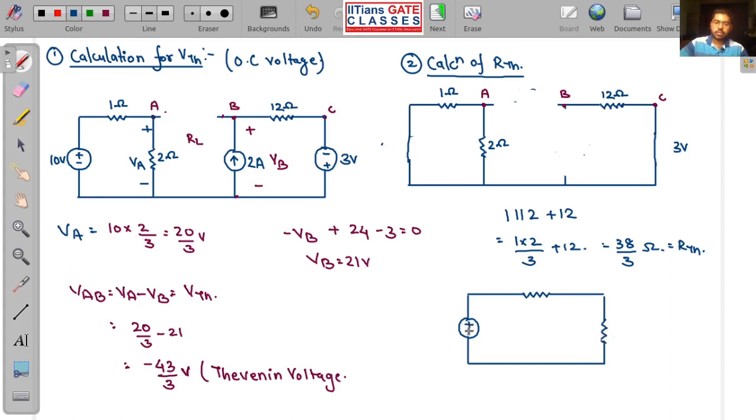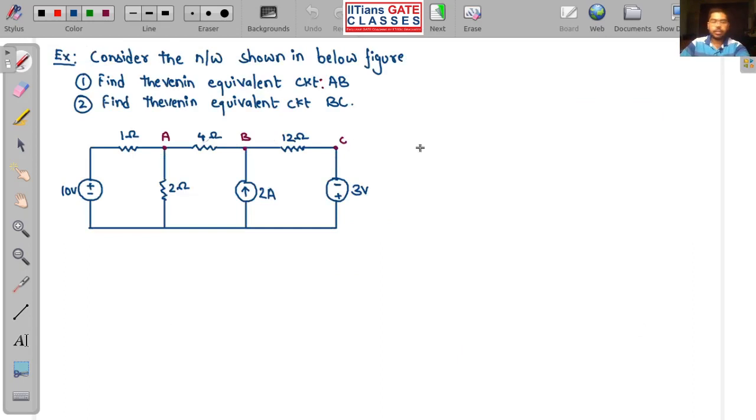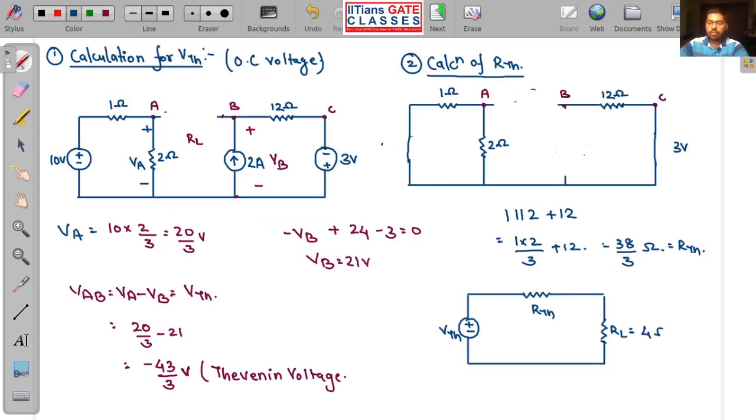So this is plus, this is minus, this will be RTH, this is my VTH, and this is RL, where RL is equal to what? Your 4 ohm that was present in between AB. So RL is 4 ohm. What about RTH? RTH is 38 by 3 ohm. What about VTH? VTH is minus 43 by 3 volts.